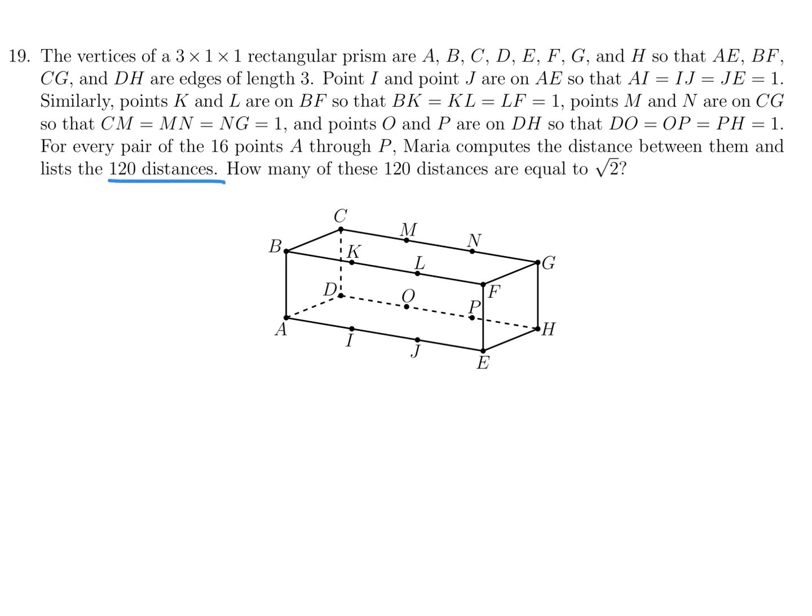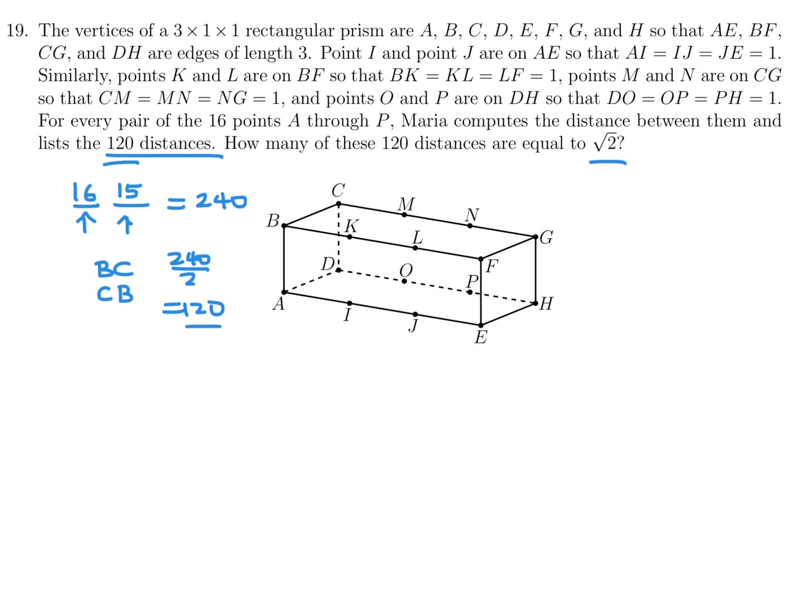Well, how do they get 120? There's 16 points, right? So if you have 2 points, there's 16 possible choices for the first point and 15 remaining choices for the second point. And then that's 240, I believe. But each pair has been double counted, like BC is the same as CB. So you have to take that 240 and divide by 2. And when you do, you get that 120. And that's how they got that 120. Then they're saying, how many of those 120 have a distance of root 2?